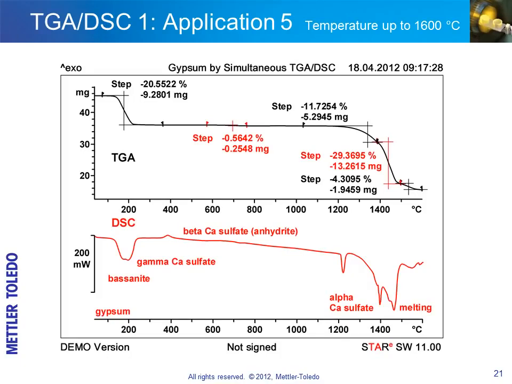Decomposition of the calcium sulfate occurs in several steps from about 1200 degrees Celsius onward. The simultaneously recorded DSC curve shows two additional effects due to solid-solid transitions. These are the transitions from gamma to beta calcium sulfate at about 390 degrees and from beta to alpha calcium sulfate at 1236 degrees. The latter compound melts slightly below 1400 degrees Celsius and is observed as a sharp endothermic peak.